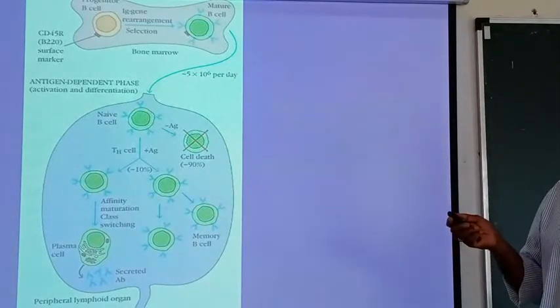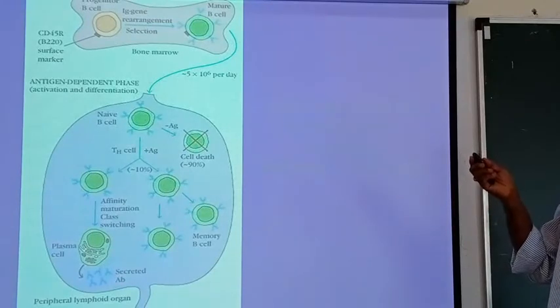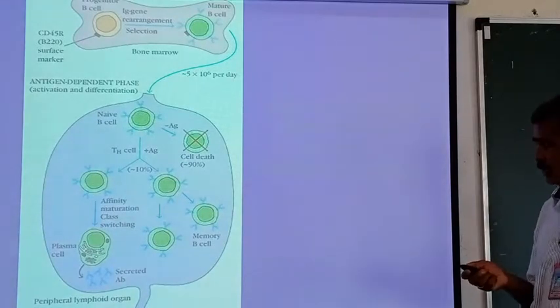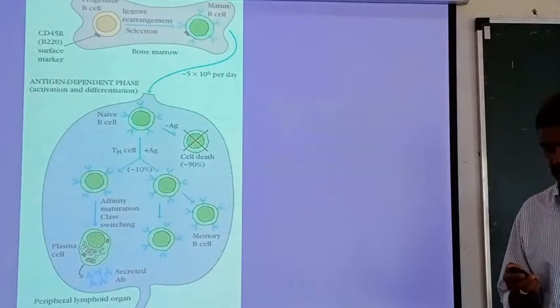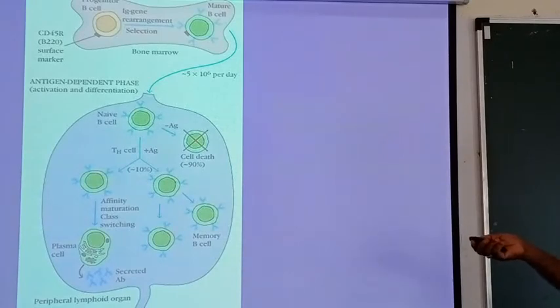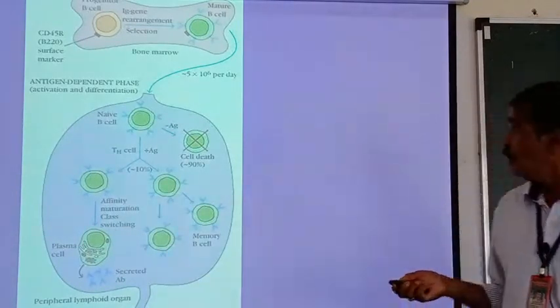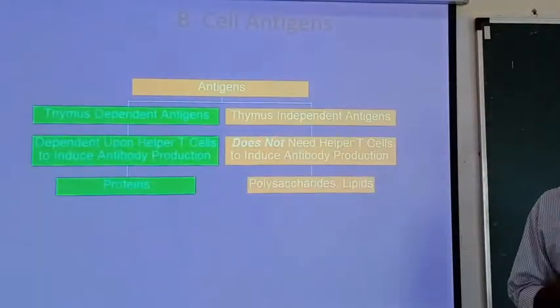This is how these B cells are produced, and once they mature, they produce the antibodies. The antibodies play an important role in the defense mechanism, which is called the antibody dependent phase. Once the multiplication of B cells starts, they convert into plasma cells, and the plasma cells secrete the antibodies. The peripheral lymphoid organs, such as the lymph nodes, play an important role in the defense mechanism.